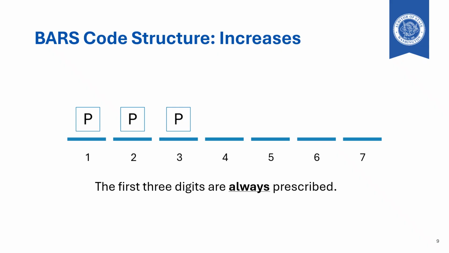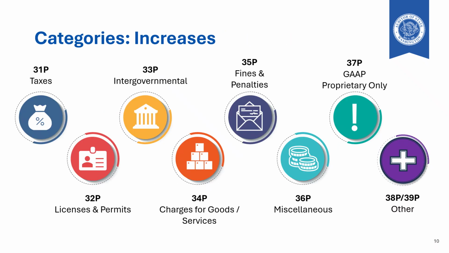As we mentioned earlier, the first 3 digits are always prescribed, and you can also see that the codes always need to be 7 digits. Here is a visual list of the different categories of revenues and other increases. You can see that they all start with the digit 3, which indicates revenue or other increases. Then the second digit is what identifies the category of revenues.